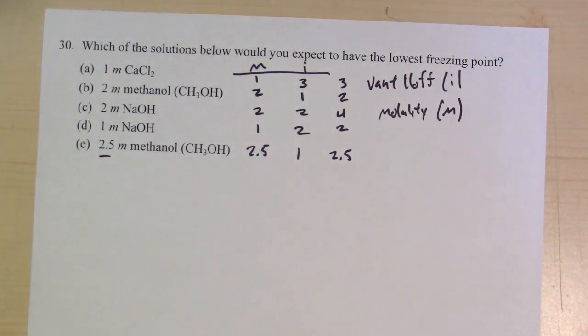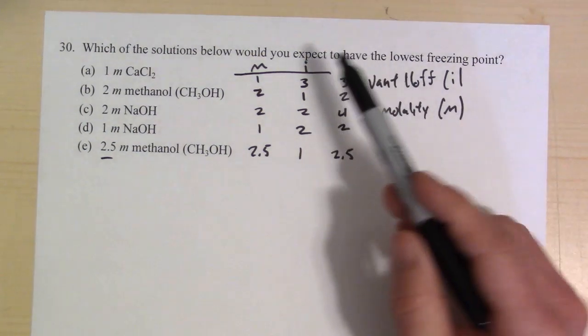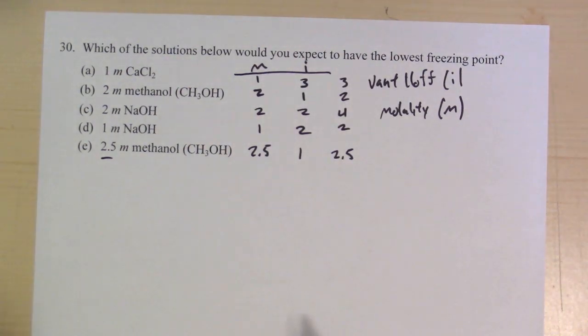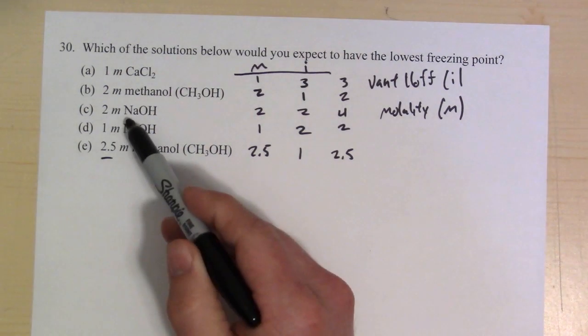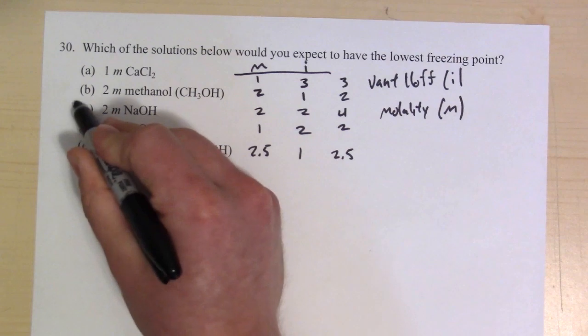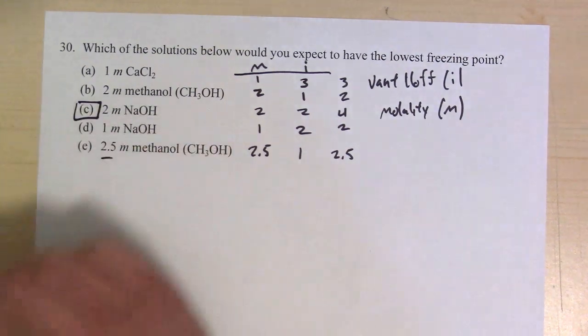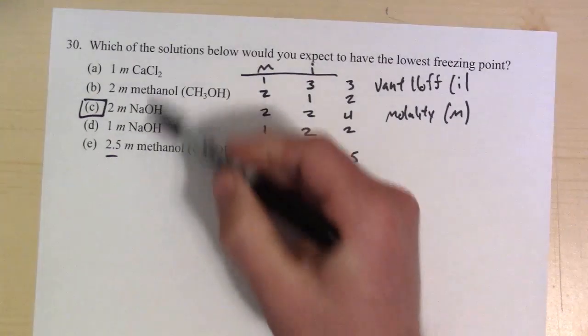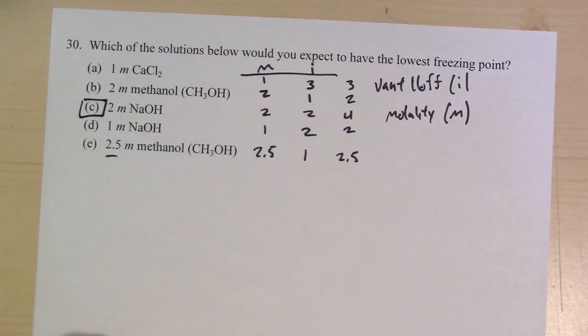So the choice with the greatest combination of molality and Van't Hoff factor is going to be 2 molar sodium hydroxide. That is our answer. That will have the lowest freezing point of these solutions that we see here.